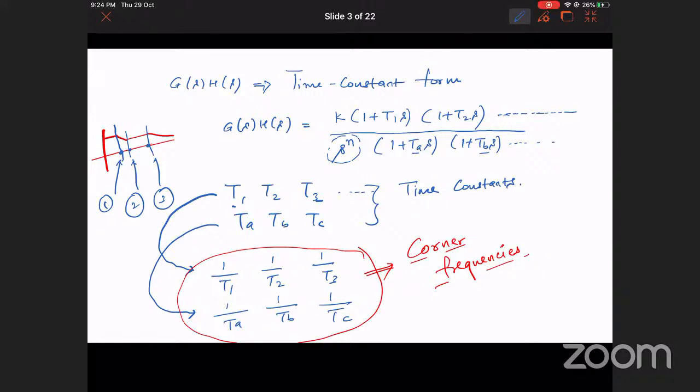So let's see what those corner frequencies are, how to get the time constant form, everything that I'm going to teach you, but after taking an example. Let me take an example just to show you what flow we are going to have for going for a Bode plot. Once we understand that flow, then I'll start with the problem.